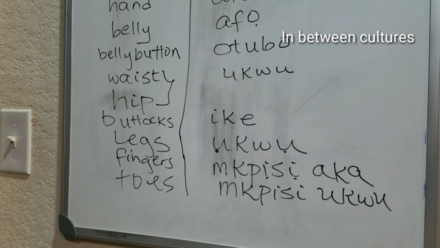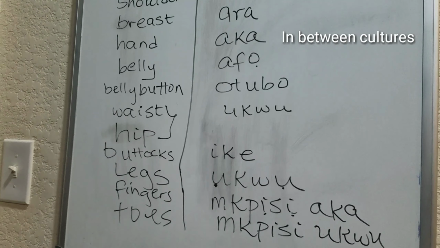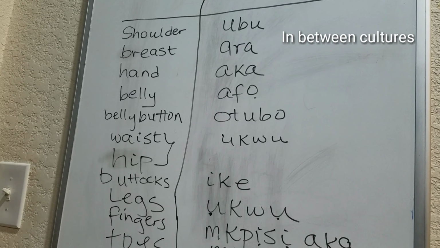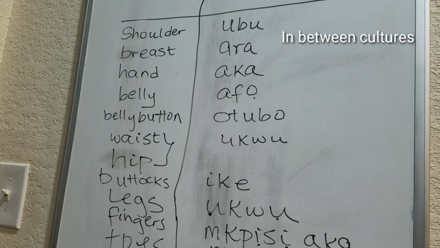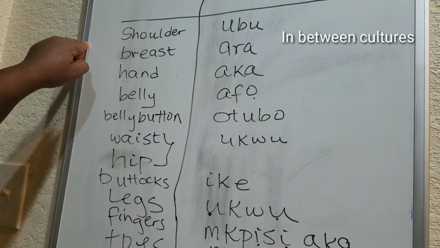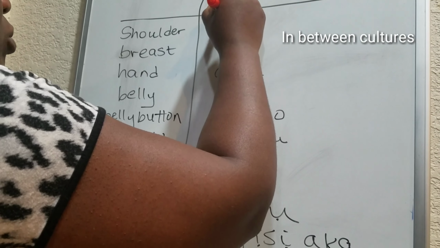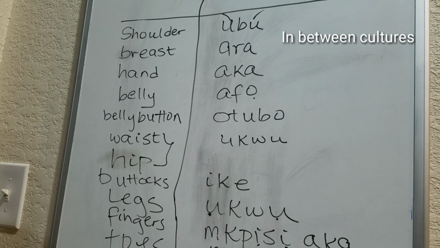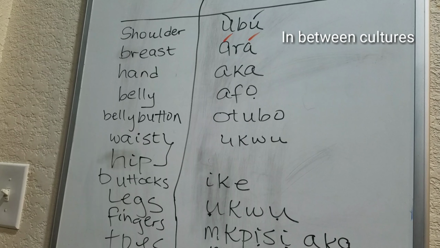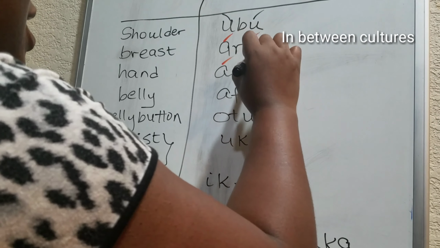So I'm going to start to tone them. I gave you some time so that you will see if you remember how to tone. Shoulder, ubu. Low high, ubu. Breast, ara. High high. Hand, aka. High high.